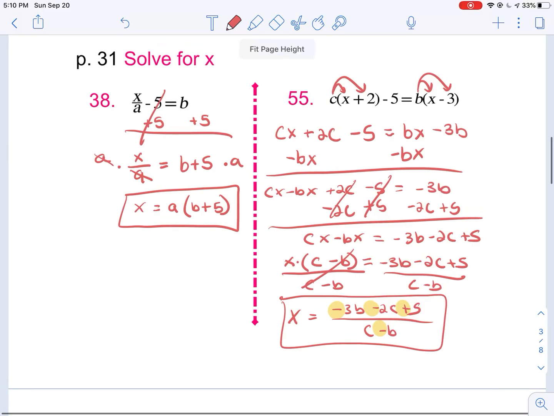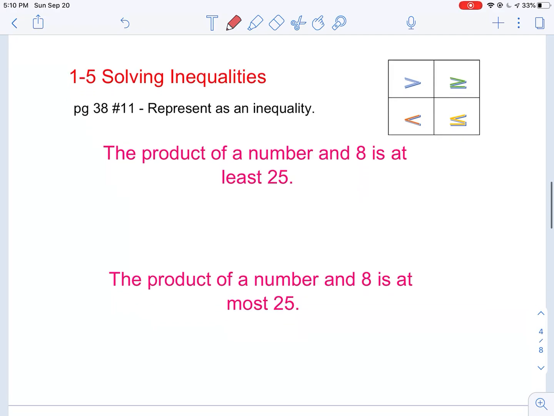Okay, so that's literal equations. Again, none of the rules of algebra go away. You're just being a little bit more creative with the simplification sometimes. So 1-5 is the last section we'll talk about today, and that section is talking about inequalities. Remember, something is an inequality if it uses one of these symbols. And the main difference between inequalities and equations is that with equations there's one answer, but with inequalities there's a range of answers that work.